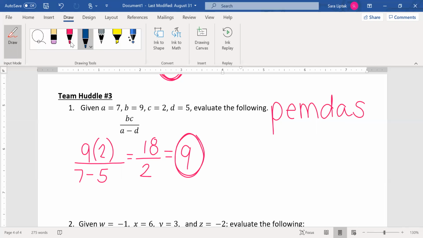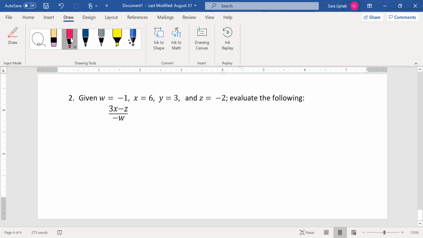So here I had B multiplied by C, and in the denominator I had my A minus the D variable. So first I substituted all of my values in for the variables, and I simplified then my numerator, 9 times 2, which gave me 18, and then simplified my denominator, 7 minus 5, giving us a positive 2. Lastly, I divided, and 18 divided by 2 gives us a positive 9 quotient. Now let's try number 2.